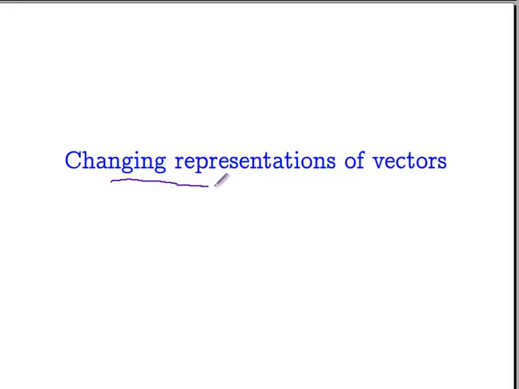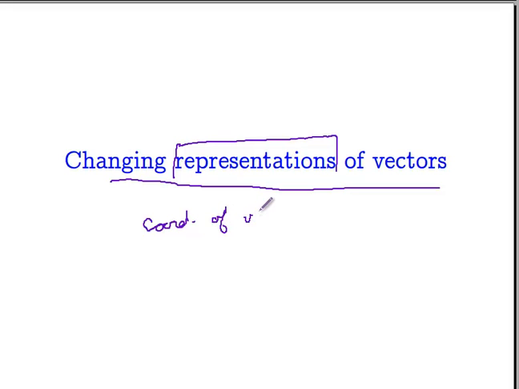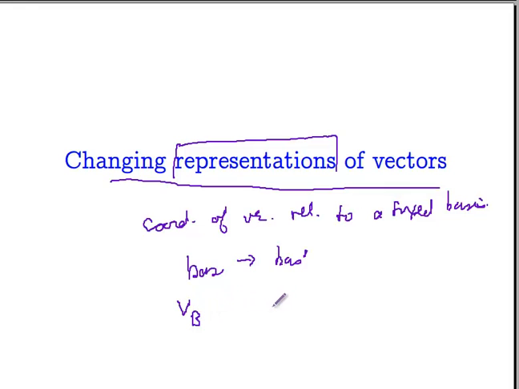Okay? So changing representations of vectors. Remember, representation of a vector is the coordinates of a vector relative to a fixed basis. Okay. So that's what we're going to talk about. If we go from one basis to another basis, how does that change the representation of vectors? So we'll have the vector representation with respect to the original basis and the vector representation with respect to the prime basis. What is the relationship between these two vector representations? All right, so we will see.